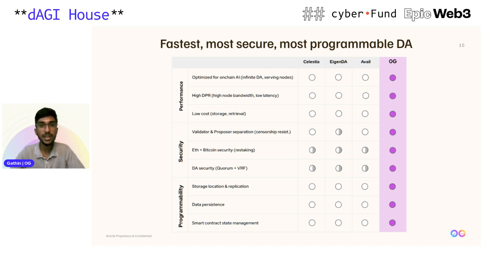Smart contract state management: as I told you, you can save state into our blockchain and load it from zero-G, which is not available in any other data availability layer.